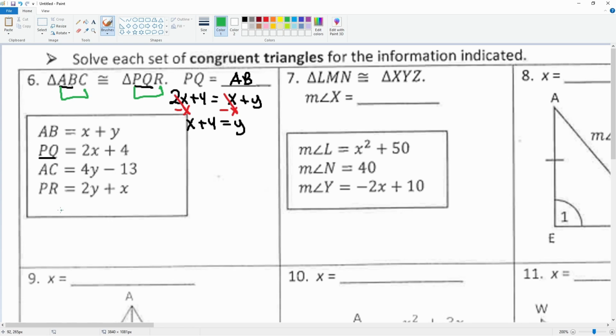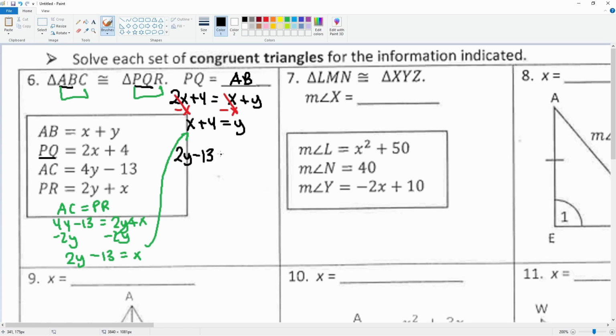So we have AC is equal to PR. 4y minus 13 is equal to 2y plus x. Minus 2y, this cancels. You get 2y minus 13 is equal to x. Whoa, I can actually make the substitution right here. So this becomes 2y minus 13, that's for x, plus 4 is equal to y.